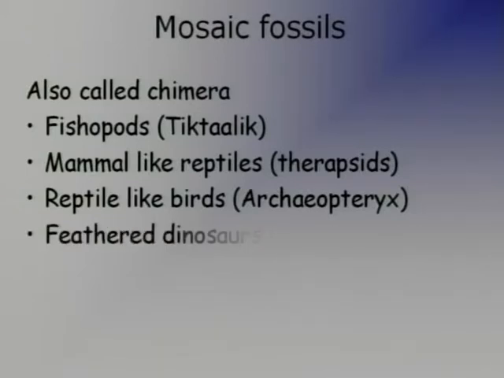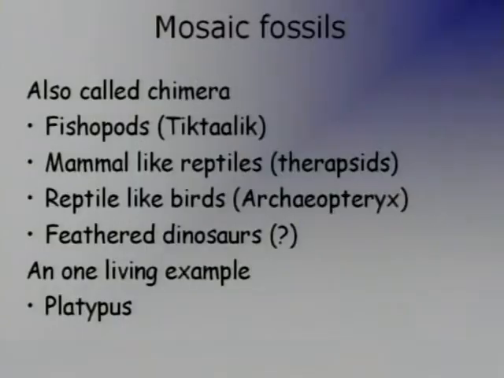And possibly also feathered dinosaurs. And there again, the jury's still out on feathered dinosaurs. Were they really feathered or were they not? There's a bit of debate still about that. And there is one living example of a mosaic creature, and that is the platypus that we all know, which has a mixture of features, some reptilian, some mammalian.